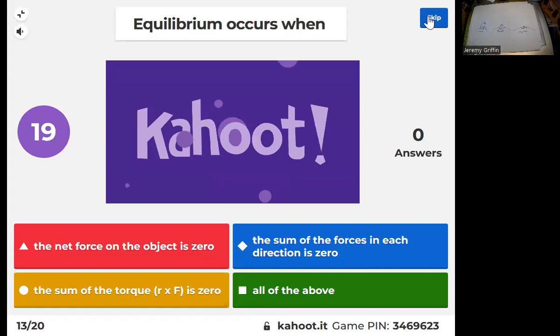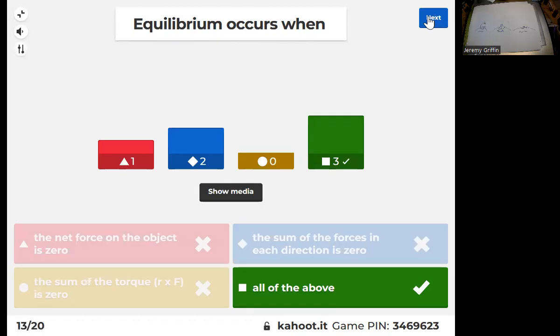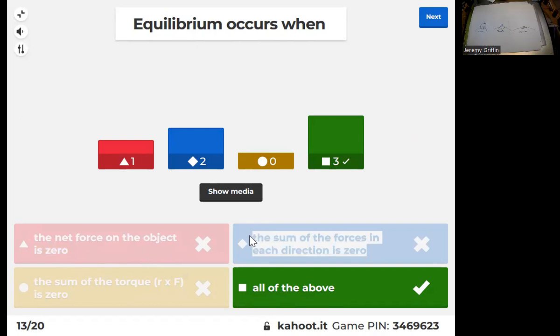Equilibrium occurs when... Oh, yeah, those are all true statements. Actually, we really only talked about two of these in class. So the net force on each object is zero. That's true, we talked about that. You could get more granular and say in each direction it has to be zero. So we broke vectors into components, introduced a Cartesian system, and said in the x direction and y direction the sum is zero.